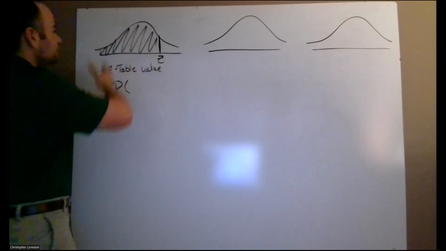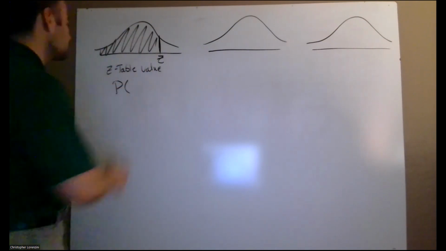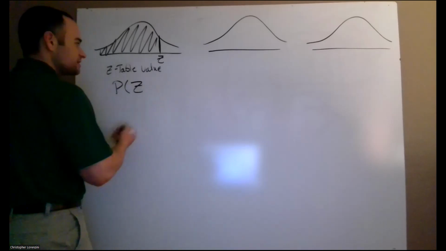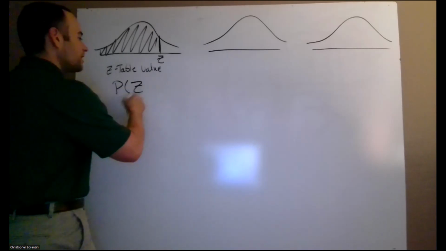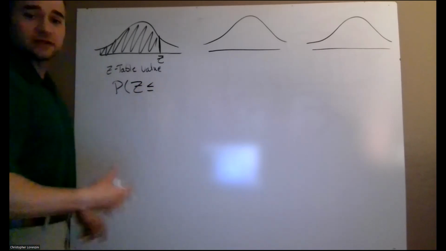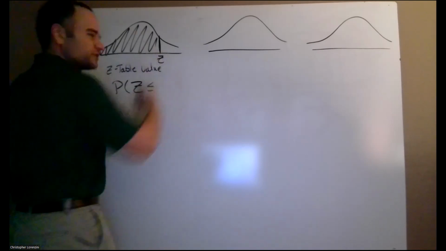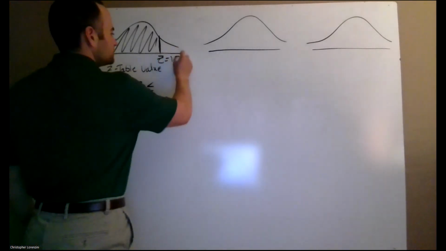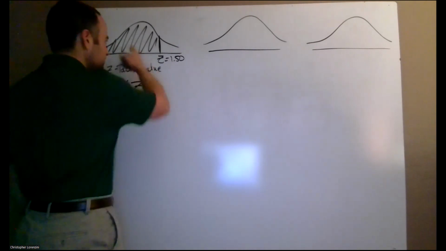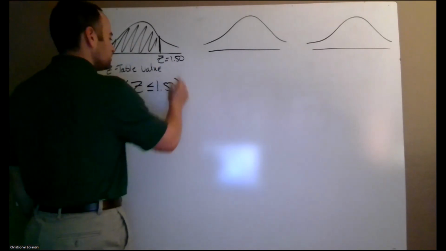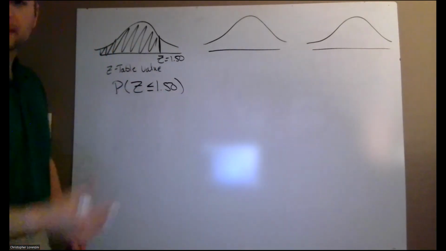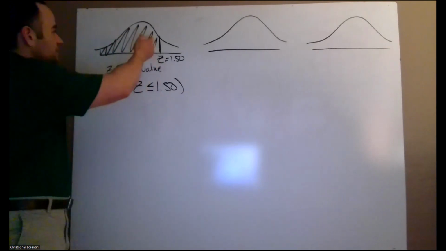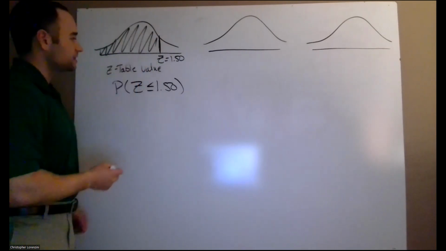This is the proportion of data that falls to the left of Z. We might actually see something that looks like this: the probability that our z value is less than or equal to whatever this value happens to be. So let's say that this is 1.50. Then I would say that this area under the curve right here is the probability that z is less than or equal to 1.5. So that says find this area.